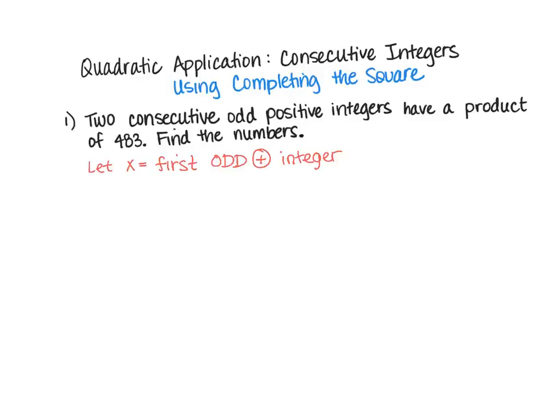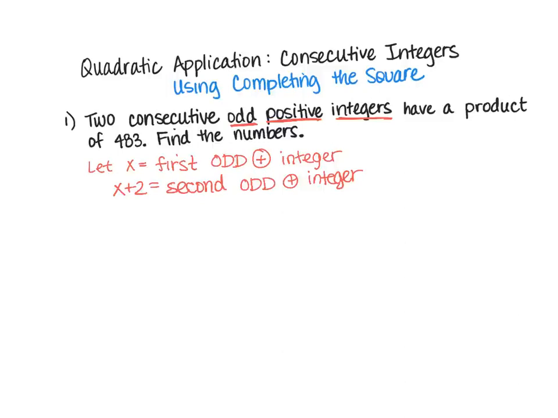I'm going to use that to check to see if my answer is correct or not because, for example, if I get x equals 4, that's not odd, so I know I'm not correct. And then how would I get the next consecutive odd positive integer? Well, if I think about odd numbers, 3, 5, 7, 9, etc., they're all 2 away from each other or every other number. So my second number will be x plus 2, my second odd positive integer.